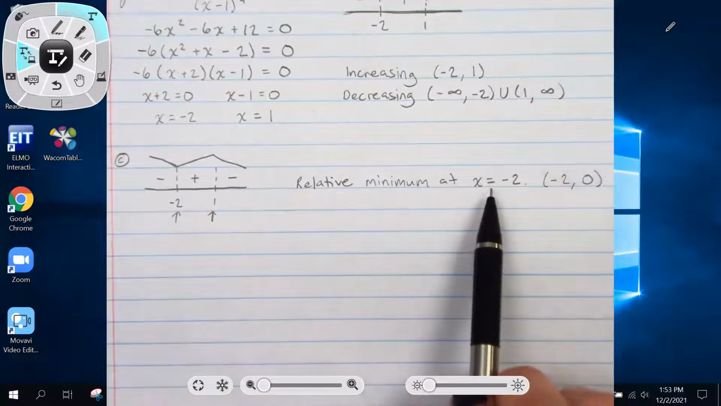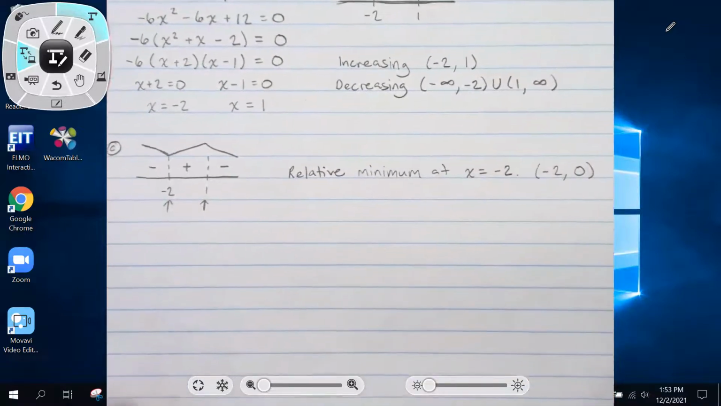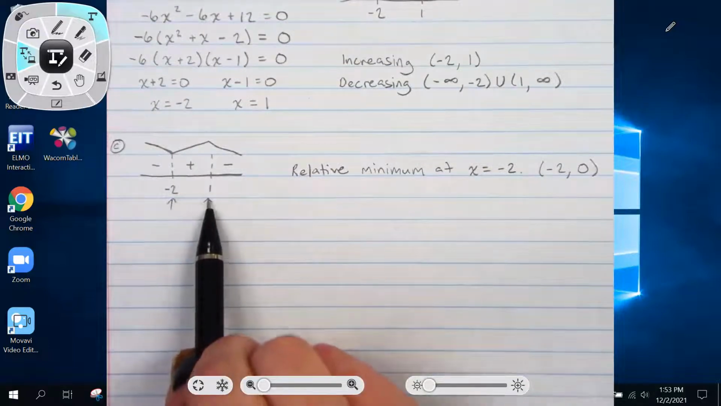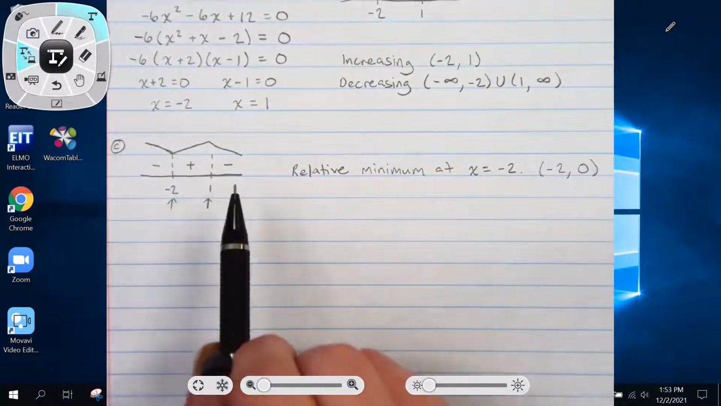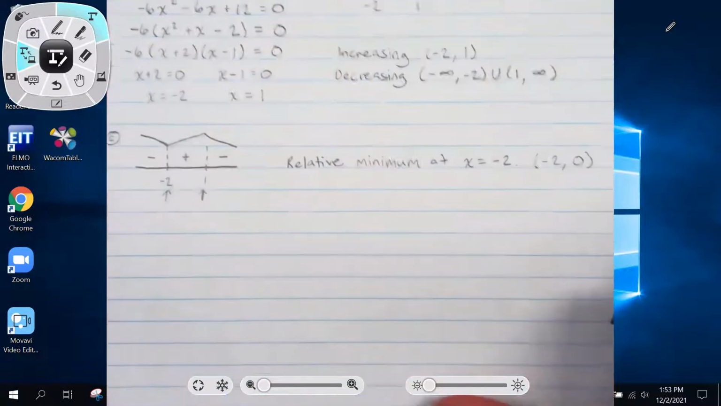So again, I'm not sure if she only cares about the x value or if she's going to want the entire ordered pair. So even though it looks like there would be a maximum at 1, because there's a vertical asymptote there, there couldn't be a maximum. So make sure that you're thinking about that when you're writing your answers.